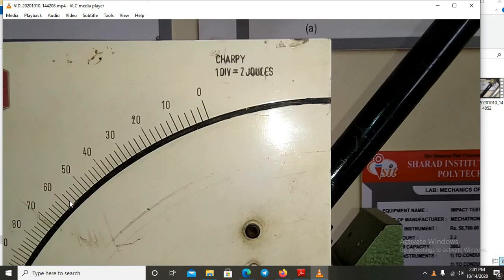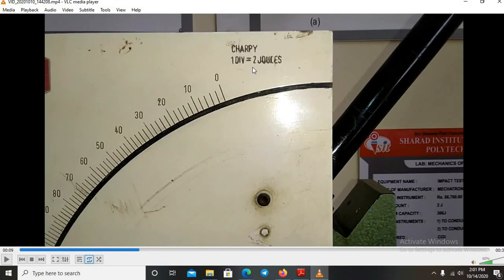In this manner we are going to get the values for the Charpy impact test, and those values will be in joules. Joule is the unit of energy, and that same unit is used during the Charpy impact test.